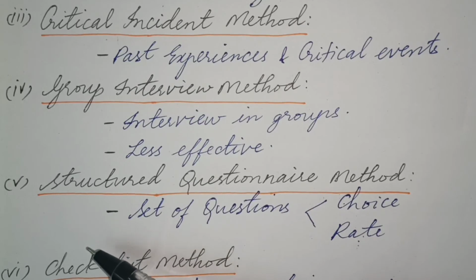The next one is structured questionnaire method. This involves providing the employees with a questionnaire with a set of questions, where they either have to choose between the options that are given in the questionnaire, or they'll be given a certain number of items and asked to rate each item based on their preferences.